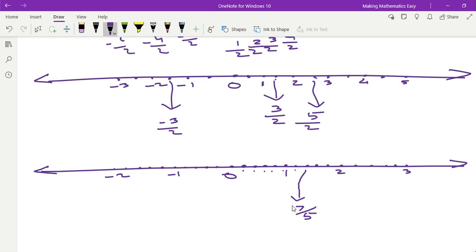Now next number is -2 upon 5. -2 is basically on the left hand side, so we'll have to go over here. This is 0, this is -1, this is -2, this is -2 upon 5.